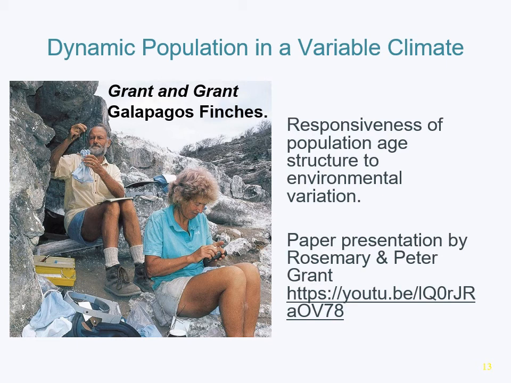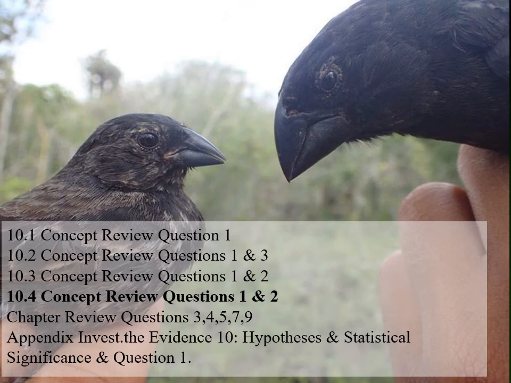I also highly recommend taking a look at this YouTube video. It's a paper presentation by Rosemary and Peter Grant, and it goes over a lot of the research that they did. Not only this research, but other research that we'll be talking about in later chapters. So we've seen that age distributions give us a lot of information about how a population is changing, whether it's growing, whether it's declining, whether it's stable. And then in the next section of the textbook, we're going to talk about population change.